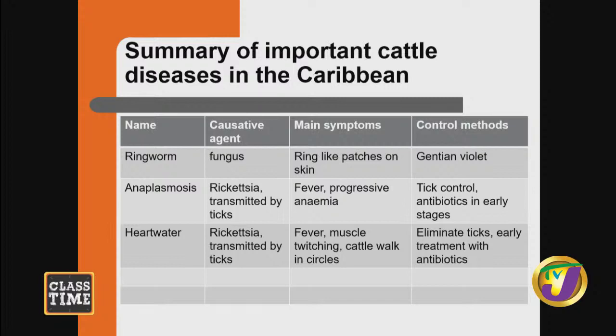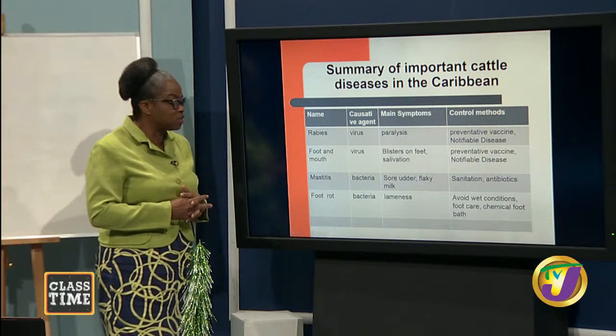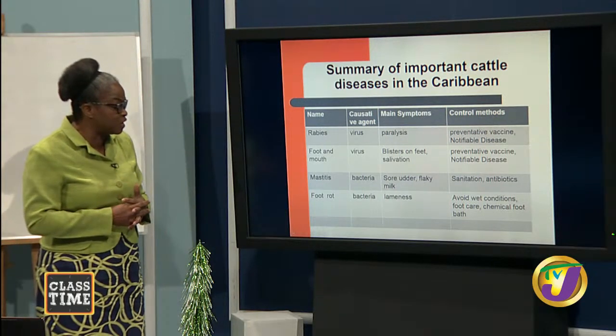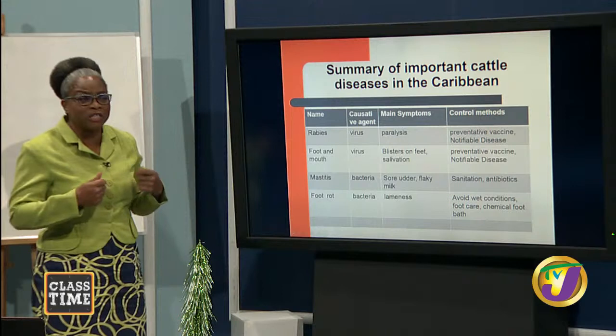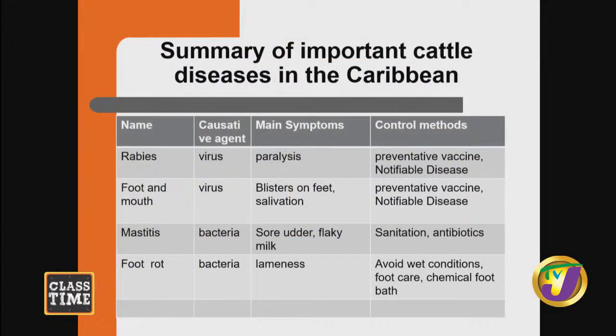Next, foot and mouth disease, caused by a virus. And you're going to be seeing blisters on the feet and salivation. You could also have blisters on the mouth as well. It is going to be very difficult for the animal to consume their food, so they are going to lose weight. Preventative vaccine in terms of control method, it is also a notifiable disease. Mastitis, this disease is caused by bacteria, where you're going to have the main symptoms: sour odor, flaky milk, and the animals sometimes will come down with a fever, and you can see that they are in pain. Control methods, sanitation and antibiotics.